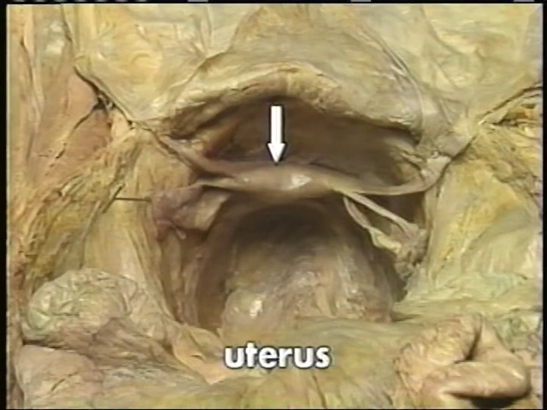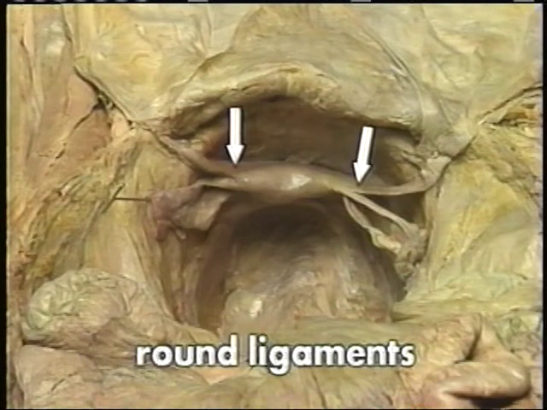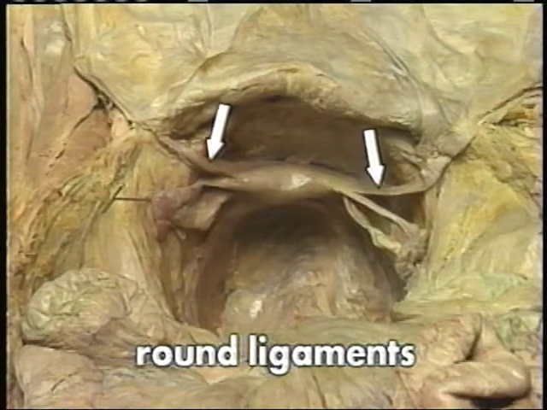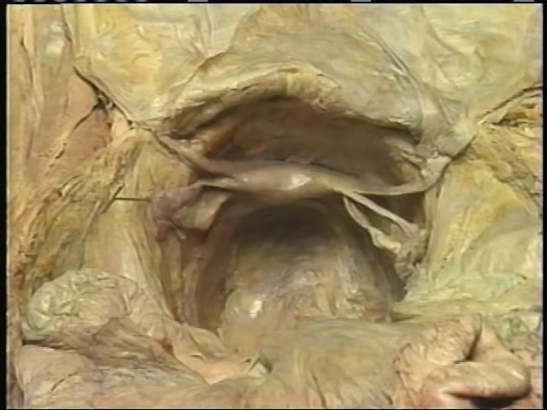The uterus is a large muscular organ which houses the developing embryo during pregnancy. The round ligaments extend from the uterus toward the anterior body wall. They continue through the inguinal canals to attach to the labia majora. These ligaments help to maintain the uterus in a tilted forward position.